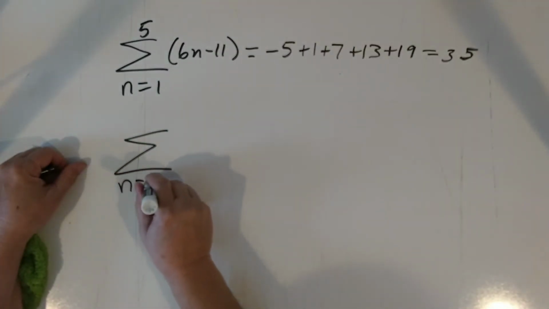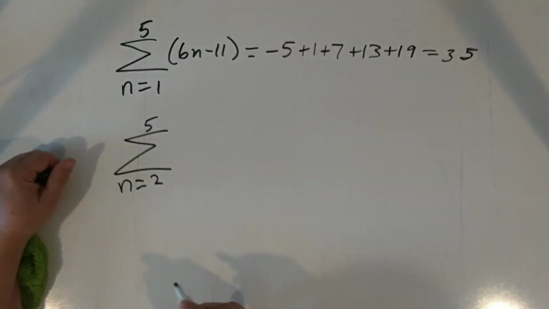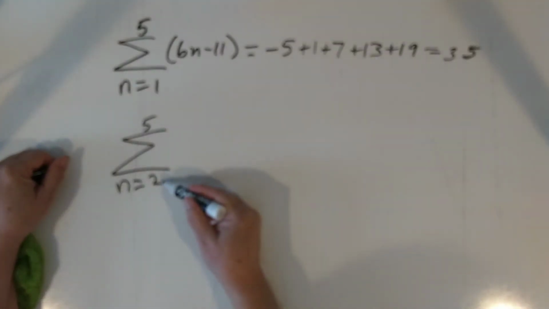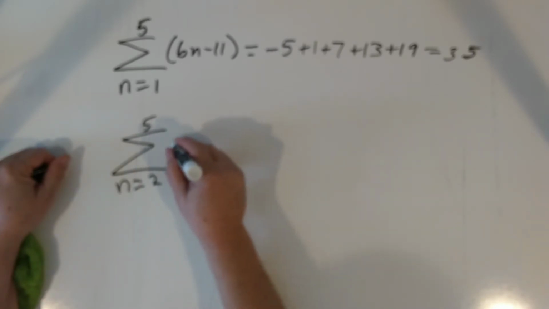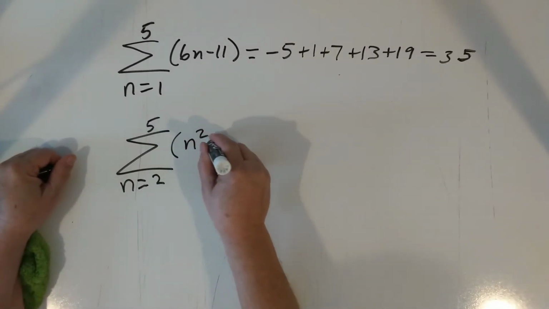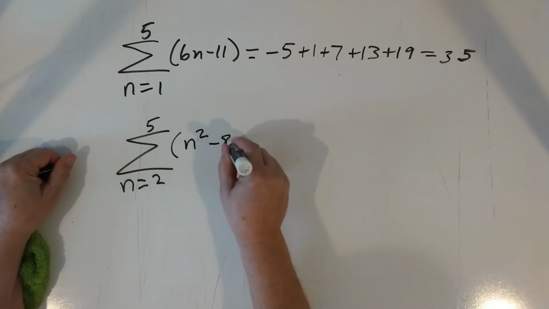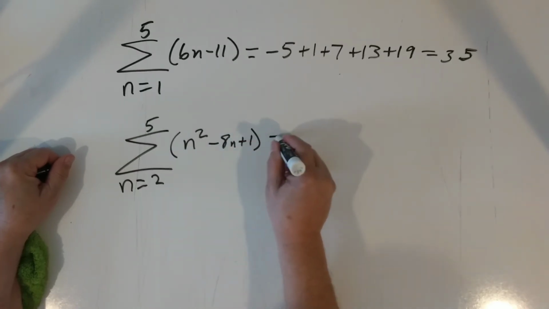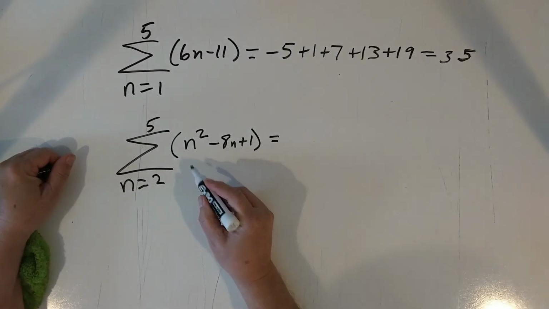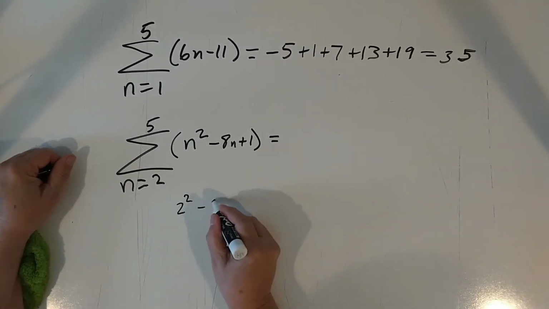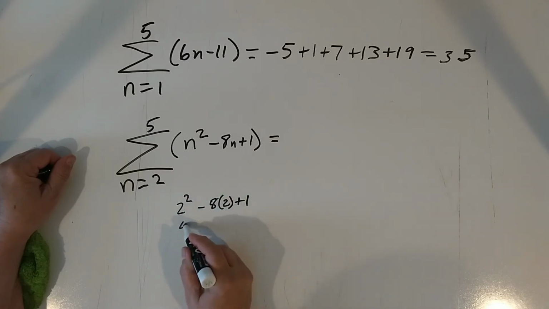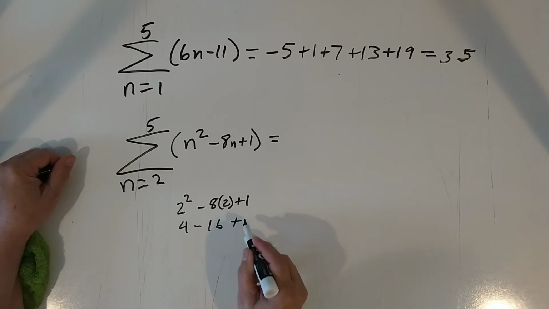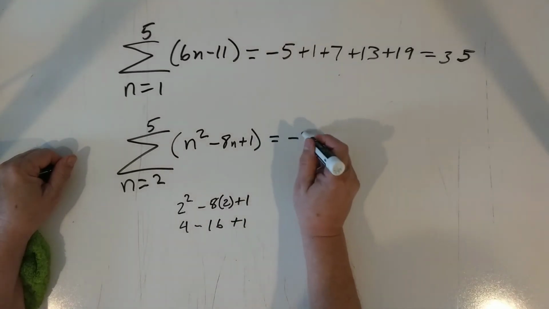n equals 2 to 5. Notice that we do not have to start with 1. We can start with any number, as long as it's a counting number. In this case, I have n squared minus 8n plus 1. If I put in a 2, 2 squared minus 8 times 2 plus 1, that's 4 minus 16 plus 1. So 5 minus 16 is negative 11.